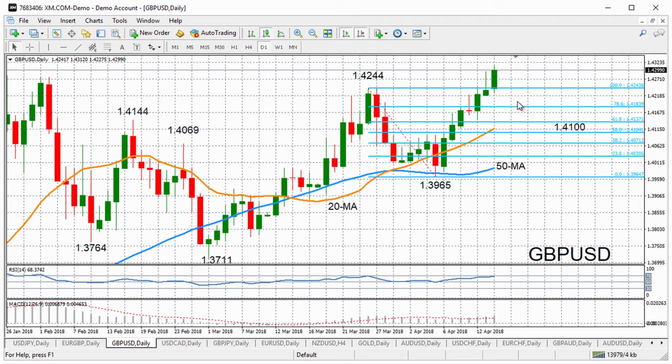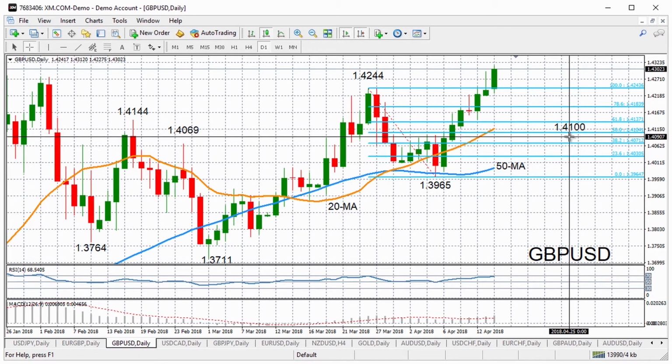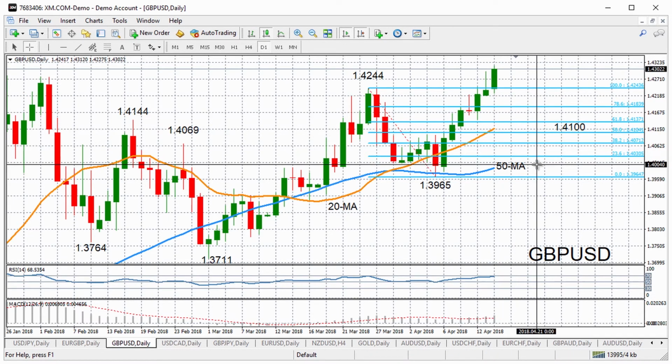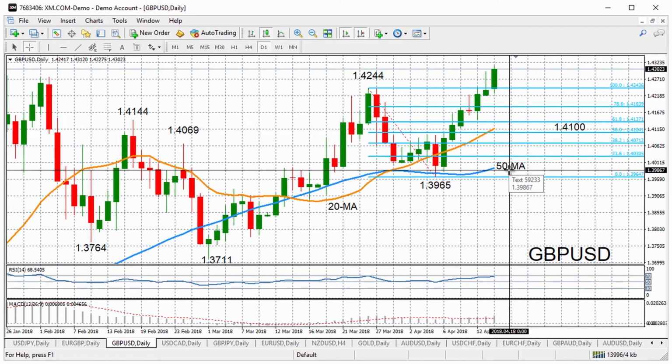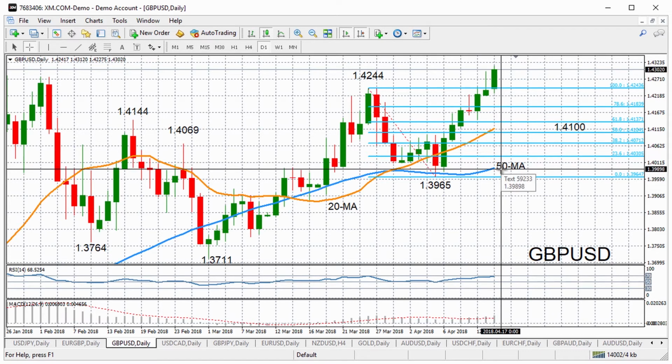But if it does lose steam in the short term, we could see support coming from the March swing high of 1.4245 around that level, and then below that we could see support coming from the 50% Fibonacci retracement at around 1.41, which is also near the 20-day moving average. A drop below the 20-day moving average would shift it towards the 50-day moving average, and that would put the current bullish medium-term outlook at risk.